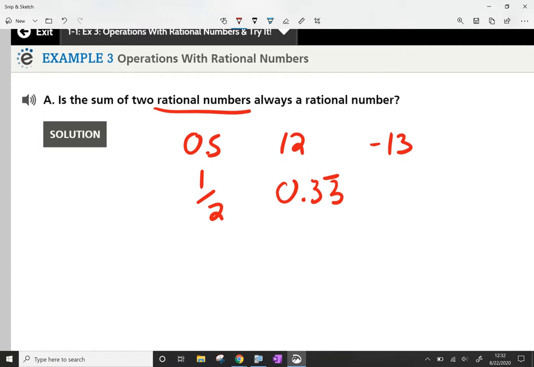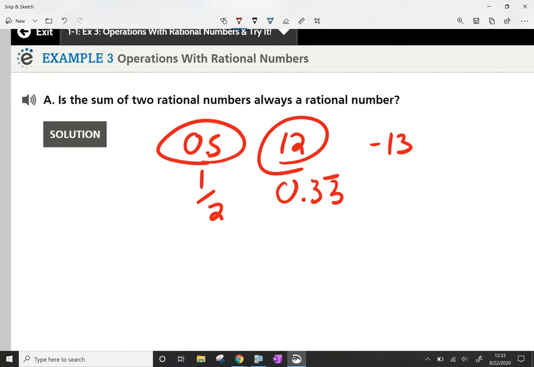Okay, these are all rational numbers. So the question is, if I sum, which means add, two rational numbers, am I always going to have a rational number out? For example, let's take 0.5 and 12. If I add those two numbers, that's a rational number, that's a rational number, what do I get out? I get, in this case, 12.5.